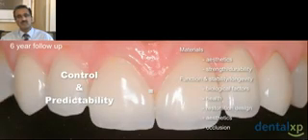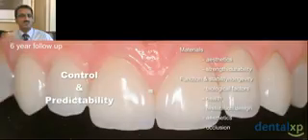The case is really that we understand as clinicians how to manage the biologic factors, how to design our restorations and treatment plan our cases appropriately to manage the biology, the function, and the aesthetics to the optimum level.